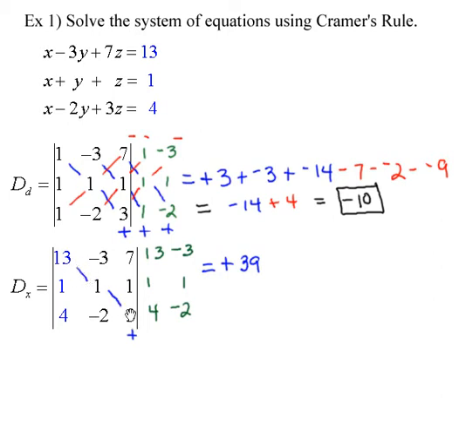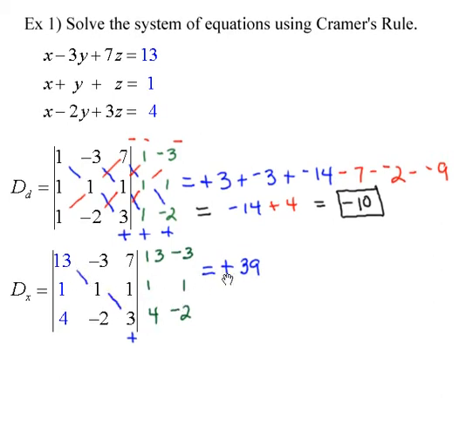Again, we're going to look for all the diagonals going down from left to right. We're going to add their products. So we're going to add 13 times 1 times 3, which is a 39. Then we're going to add negative 3 times 1 times 4, which is a negative 12. Then we're going to add 7 times 1 times negative 2, which is a negative 14. We've run out of diagonals that contain three numbers from left to right.